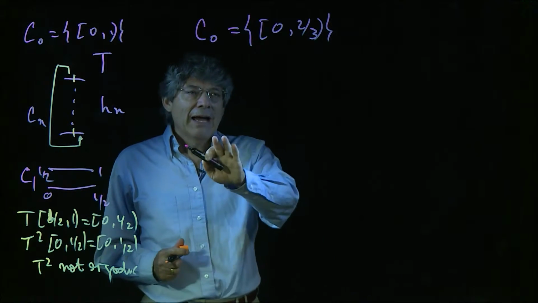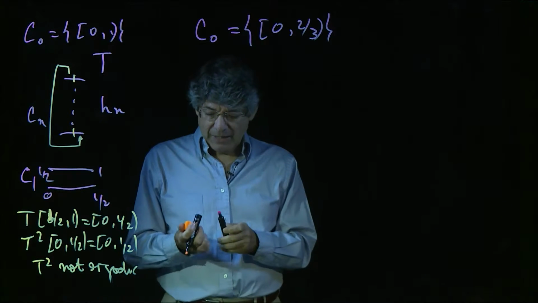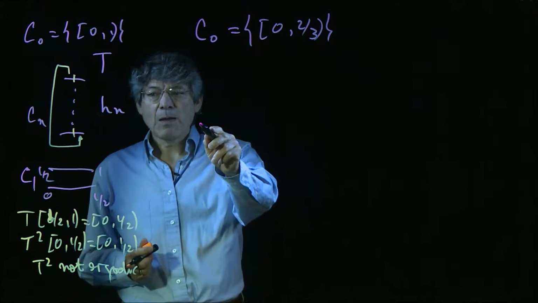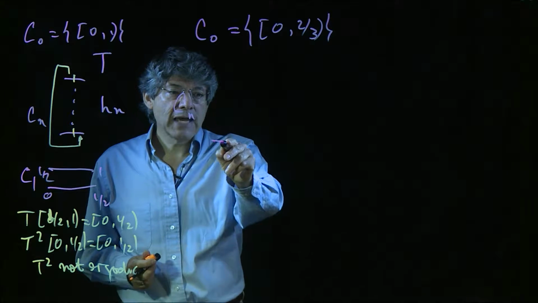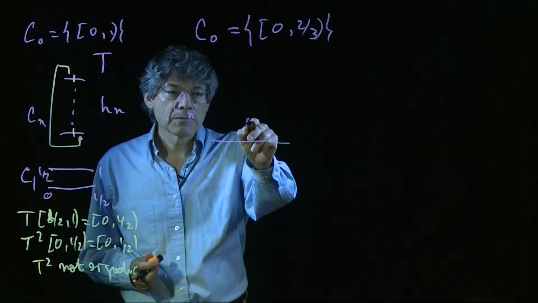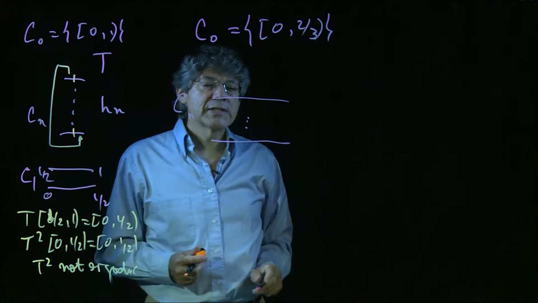So now we are, in this case, going to give the inductive definition. Suppose we have a column Cn, which consists of Hn levels in the Chacon transformation. How do we go to Cn+1?